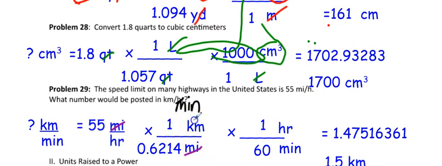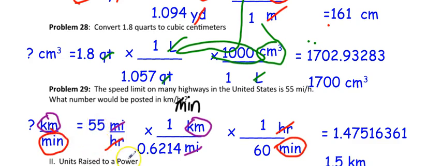Hey, guess what? Isn't kilometers what I'm looking for? For the top it is. So my numerator is all taken care of, but what about my denominator? Well, I need minutes on the bottom. Well, what do I already have on the bottom? I have hours. So I don't want hours anymore, so I have to put hours on the top. That's right. So then you have minutes in the denominator, and that's exactly what I want. So life is good. I'm ready to do my math.